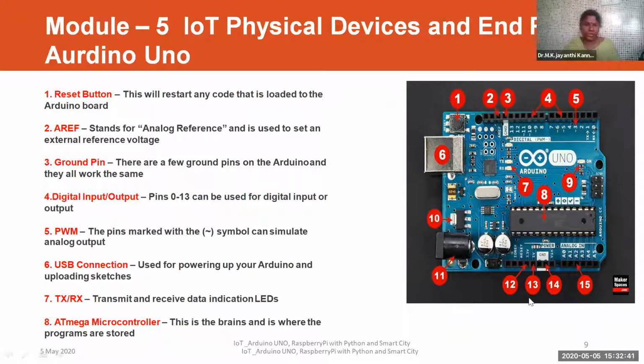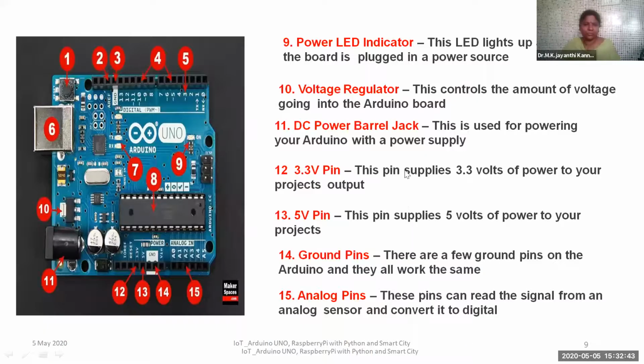So the ninth pin is called power LED indicator. Through this, if the microcontroller is connected with the power source, it will glow green. If it is not switched on, it will show red. This LED lights up anytime the board is plugged into a power source. When the microcontroller is connected with the power source, then this LED light will glow in green.